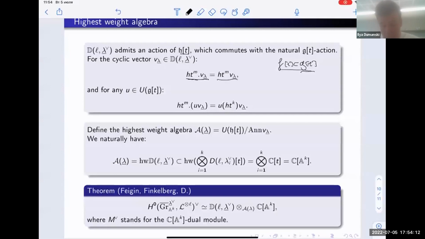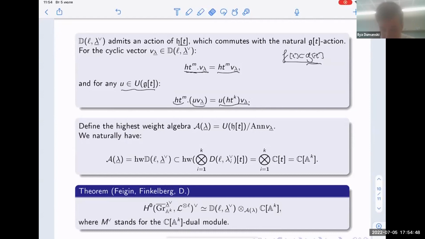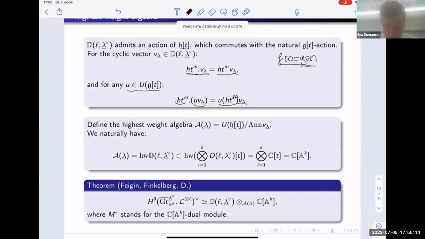And any other vector in the global Demazure module can be represented as U v lambda, where U is some element of the universal enveloping algebra of G[T]. So to define the action of H t to the power of m on this vector, we define it so that these two actions commute. We first apply H t to the power of m to v lambda and then U. Of course, it is not clear why this is well defined. It needs to be checked. But it is true that the global Demazure module admits not only this G[T] action, but another commuting action of this H[T]. Okay.